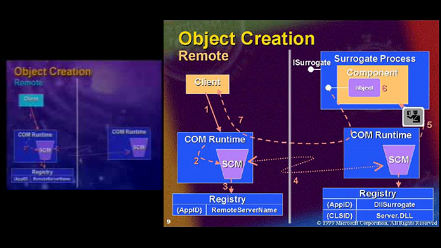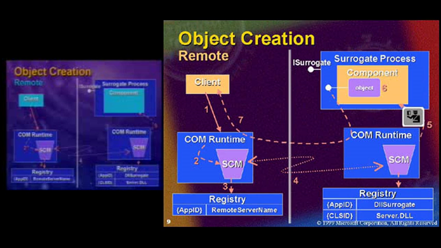The SCM will ask the SCM on the remote machine to get in the act, and that will look in the registry, locate the class ID, the server that needs to be loaded, and we'll also see under the AppID key that you want to run within a particular surrogate, the process that you're going to load the DLL into. If you don't specify a specific surrogate, we'll use the standard COM surrogate.